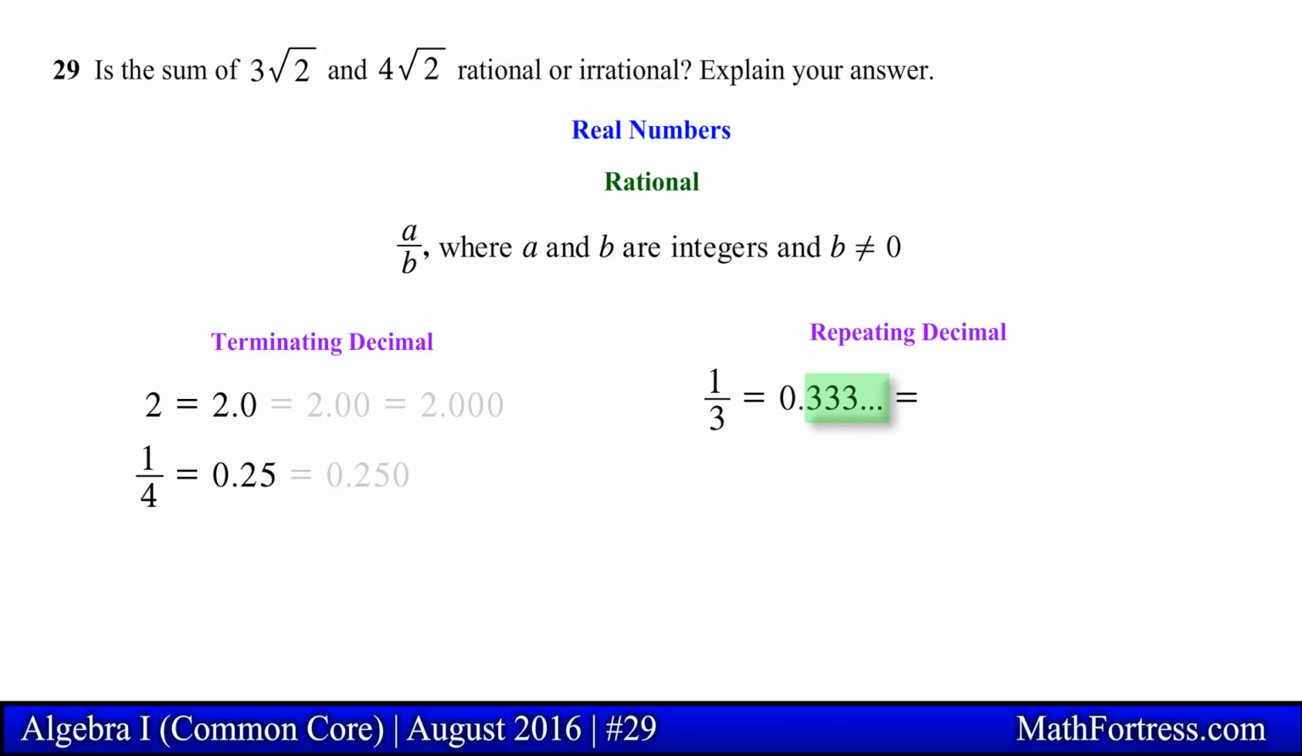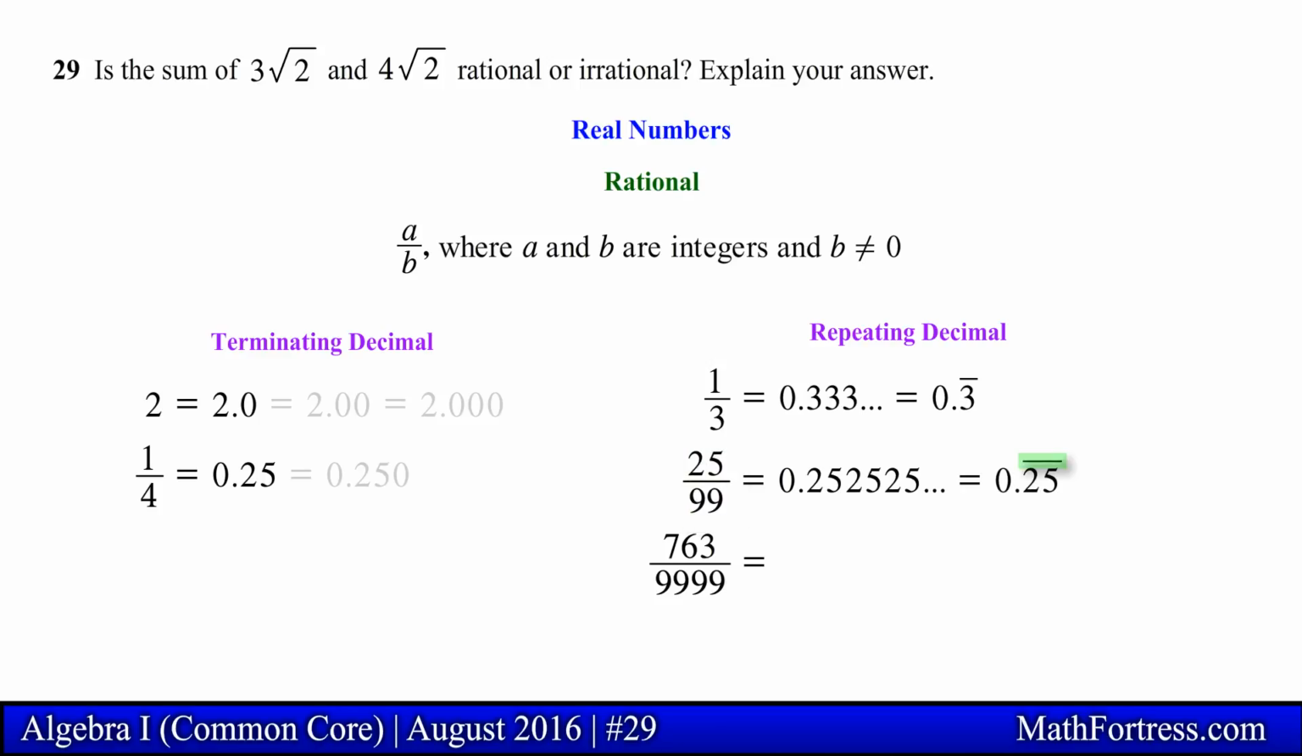Instead of writing all of those 3's, we can just draw ellipses in the end, or draw a bar on top of the digit that repeats as follows. At times, certain rational numbers have more than one digit that repeats in its decimal representation. For example, the rational number 25/99 has a decimal representation equal to 0.252525, and so on. So we would draw a bar on top of the first repeating digits, in this case 25, since these are the digits that repeat.